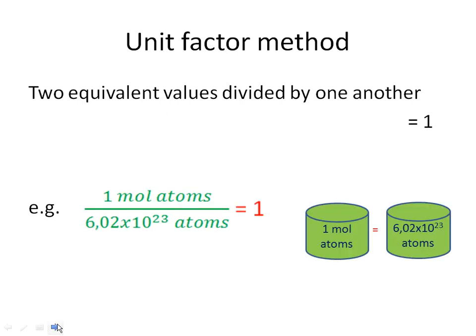1 mole of atoms is the same thing as 6,02 times 10 to the power 23 atoms, because that's what a mole of atoms means. So if you divide 1 mole atoms by 6,02 times 10 to the power 23 atoms, the answer must equal 1, since 1 mole atoms is 6,02 times 10 to the power 23 atoms.